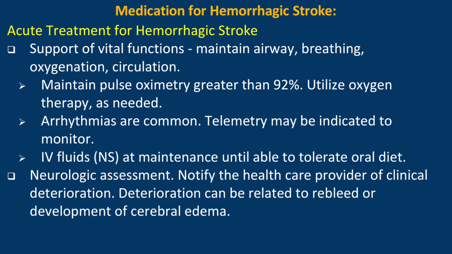Next is acute treatment for hemorrhagic stroke. Support of vital functions, maintain airway, breathing, oxygenation, circulation. Maintain pulse oximetry greater than 92%. Utilize oxygen therapy as needed. Arrhythmias are common in this also. Telemetry may be indicated to monitor. IV fluids at maintenance until able to tolerate oral diet.